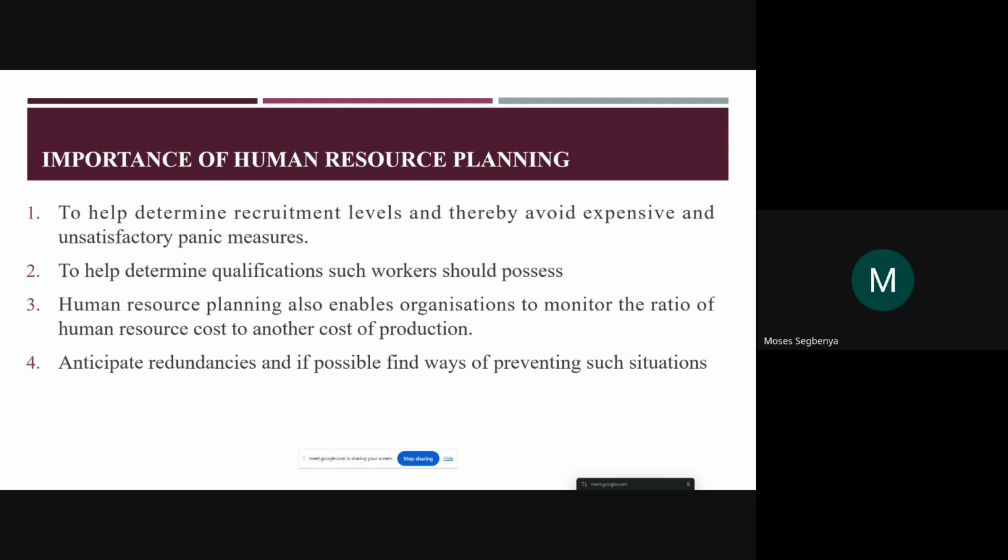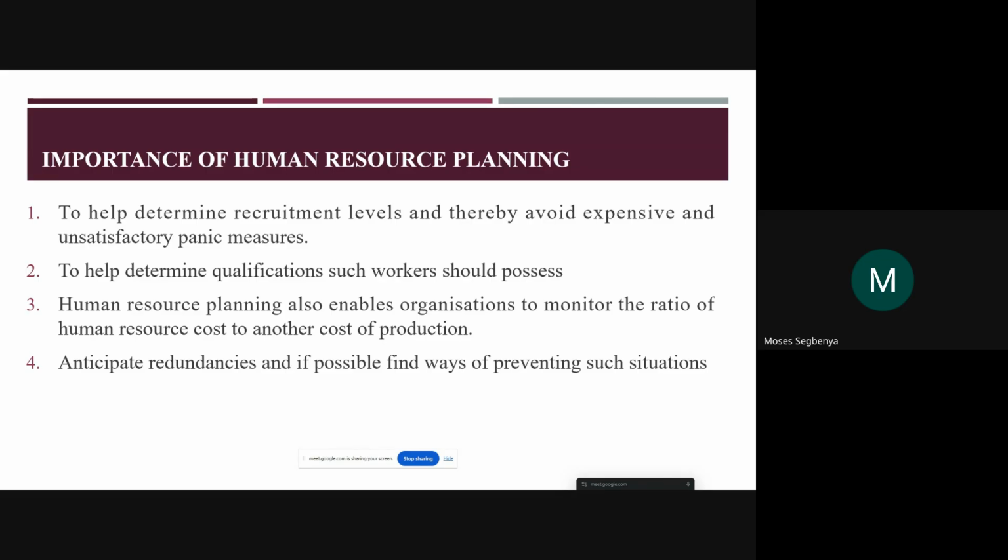3, human resource planning also enables the organization to monitor the ratio of human resource cost to other costs of production. Remember, the organization is not just there to employ people. When you employ people, they must work. And in order for them to work, they need raw materials. They need computers. They need office space. They need chalk. They need marker. They need other stuff to be able to work.